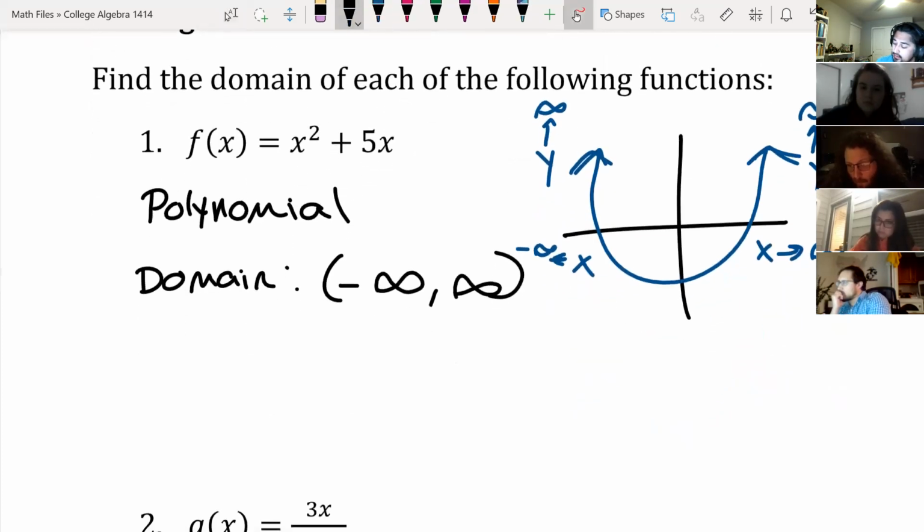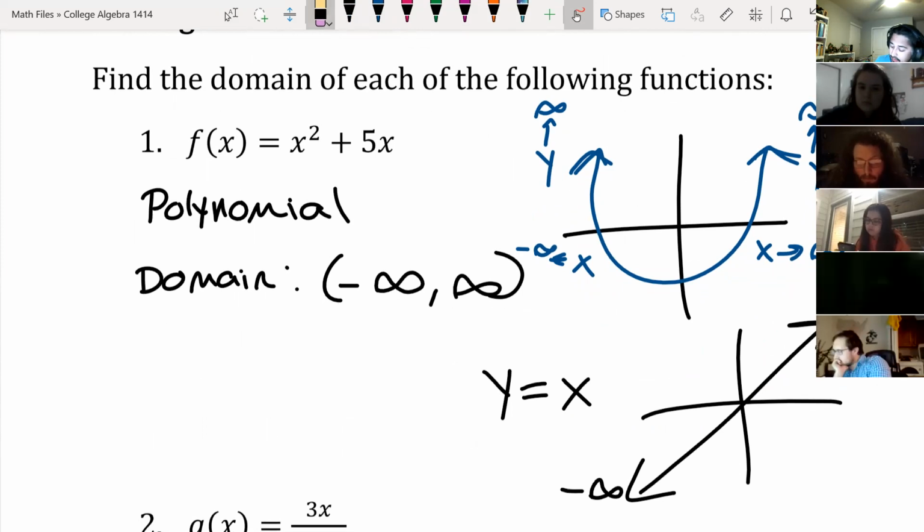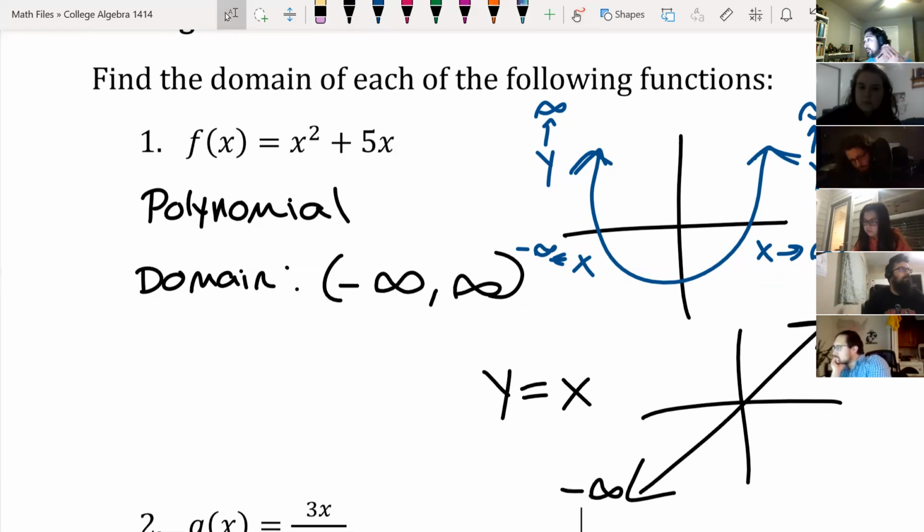And this, again, can be said for any polynomial function. I could even write the polynomial function y equals x. y equals x is the graph of a line. And once again, we see a tail going to infinity, and we see a tail going towards negative infinity. They will keep going infinitely towards negative infinity and positive infinity. Therefore, our domain is the set of all real numbers. Okay, and that goes for any polynomial.